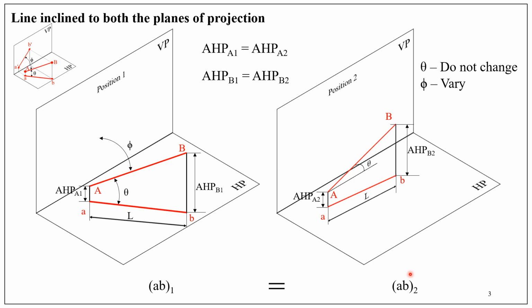provided theta is constant. So we do not change theta, we vary only phi. Phi may be equal to 10 degrees, 5 degrees, 15 degrees, 120 degrees, 180 degrees, 270, 235, 360, 345, whatever be the angle of phi, height of point A and B above horizontal plane remains the same and length of the top view also remains the same, provided theta is not changed.